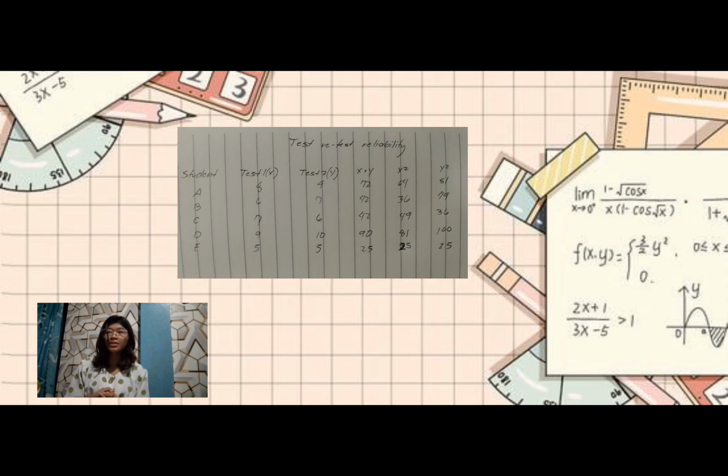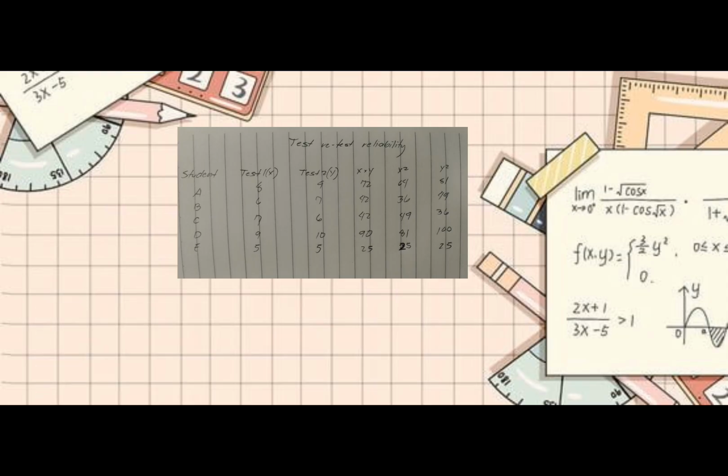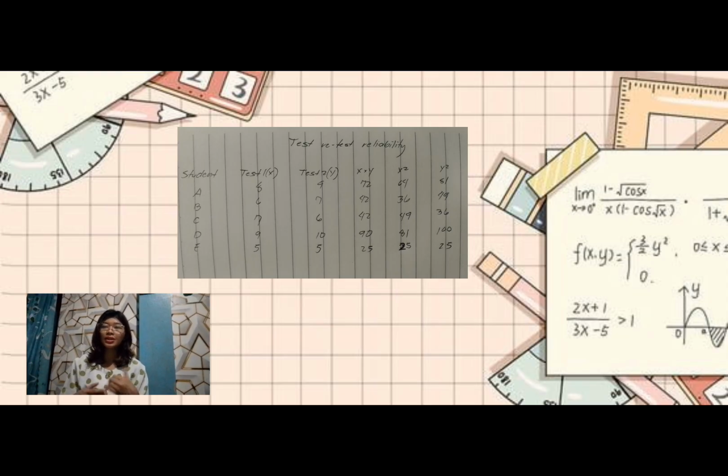In test 1, we have the scores 8, 6, 7, 9, 5. And in test 2, we have the scores of our learners: 9, 7, 6, 10, 5. And those scores are out of 10. Now we will get the consistency in reliability. Now we will know how to get the xy, which is 72, 42, 42, 90, 25. We will multiply the x and y.